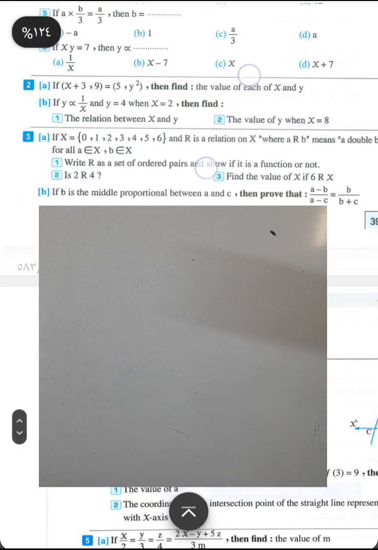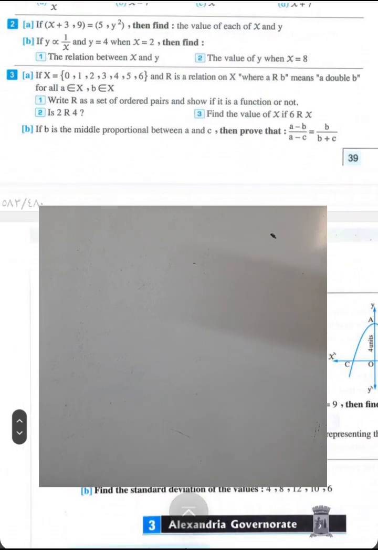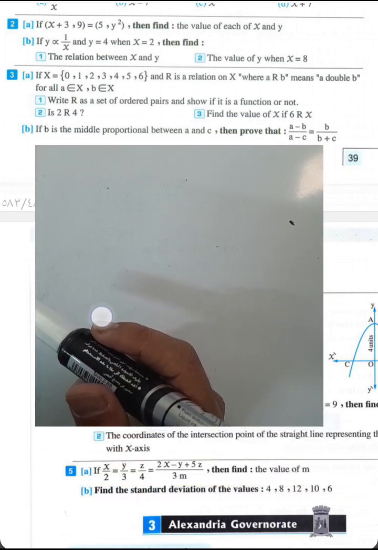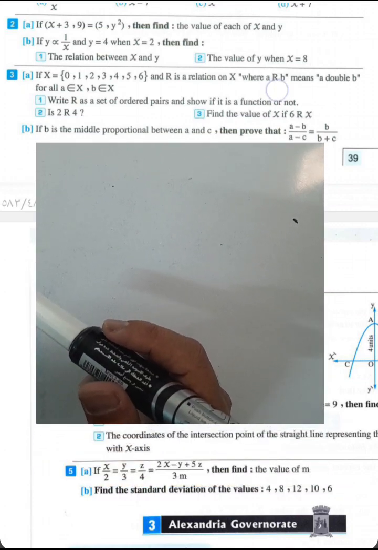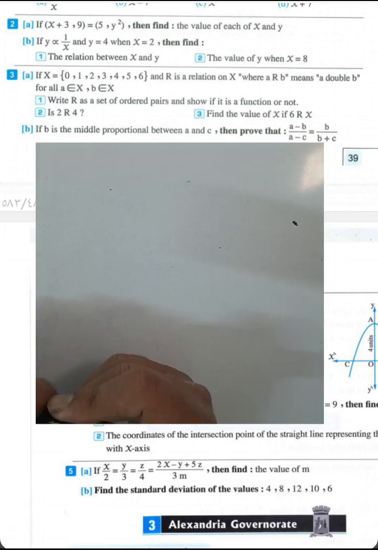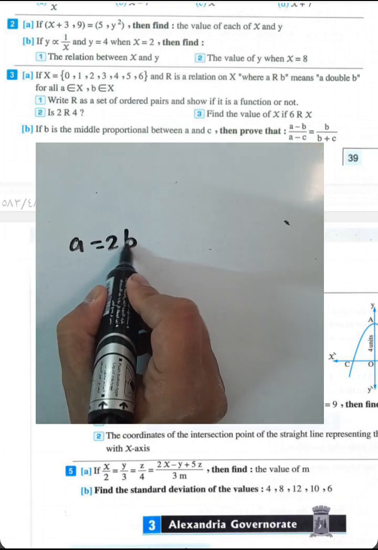Question number 3. If X equals the set {0, 1, 2, 3, 4, 5, 6} and R is a relation on X, where a R b means a is double b. Okay, we can find the relation: a double b means a equals twice b.